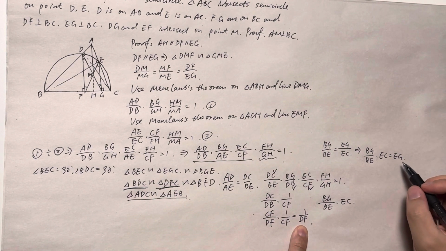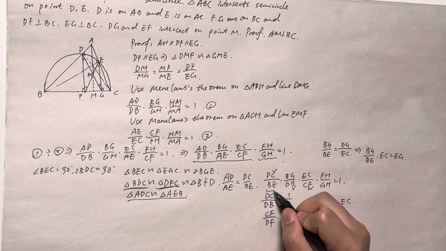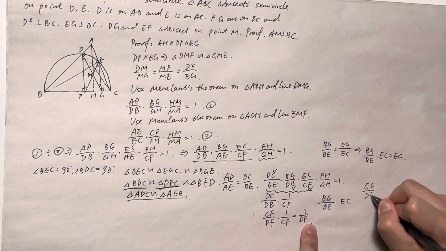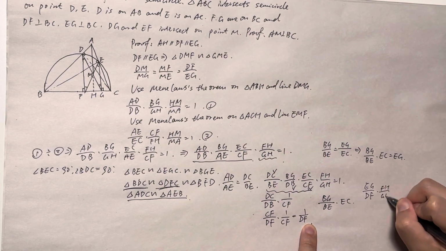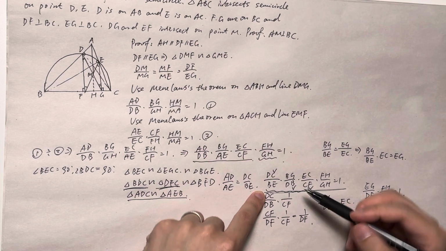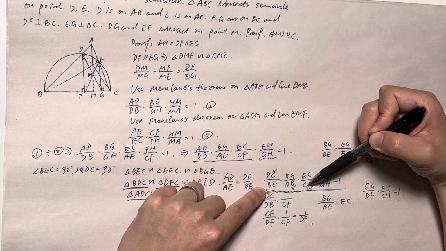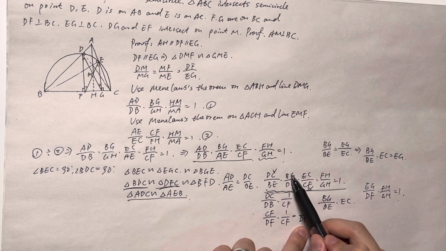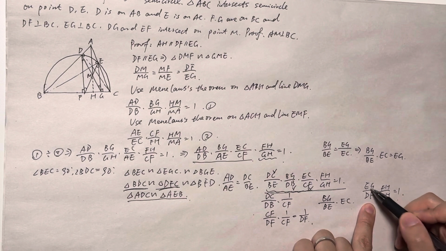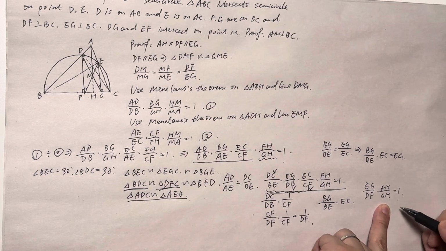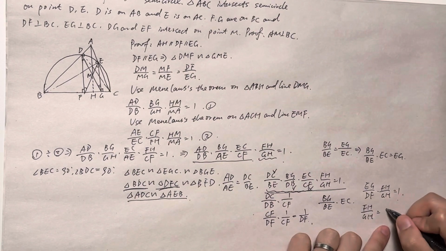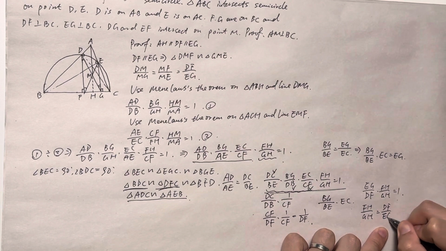Then the product of these three terms turns out to be EG divided by DF times FH divided by GH equals 1, right? We rewrite this equation because these three terms' product is 1 over DF, and these three terms' product turns out to be EG. So it becomes EG divided by DF times FH divided by GH equals 1. So FH divided by GH equals DF divided by EG.